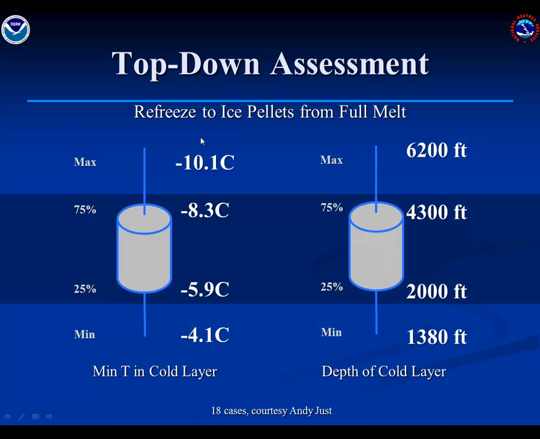He had 18 cases where the refreeze to ice pellets occurred after a fully melted hydrometeor came into the cold layer. And you can see very similar results to the Rauber data. 75% of the cases had a cold layer depth of over 2,000 feet. And 75% of the cases also had the minimum temperature in that cold layer colder than -6 Celsius. So you really start to increase your probabilities once you get colder and deeper, especially deeper than about 2,000 to 2,500 feet and colder than -6 Celsius.